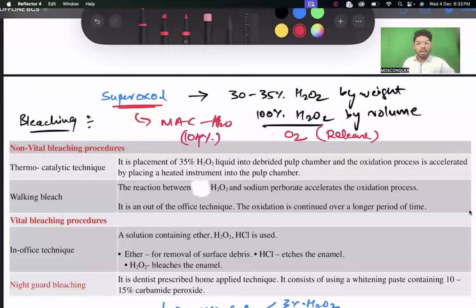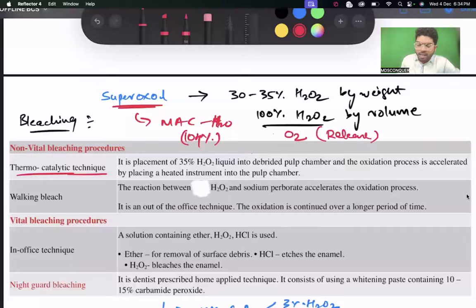Very good. So you have non-vital bleaching techniques and vital bleaching techniques. Non-vital bleaching techniques are basically done in non-vital teeth, whereas vital bleaching techniques are done in vital teeth. So in non-vital bleaching techniques, you have something called thermocatalytic, means temperature. Temperature is basically activating the reaction. Thermal means change in temperature is basically initiating the treatment.